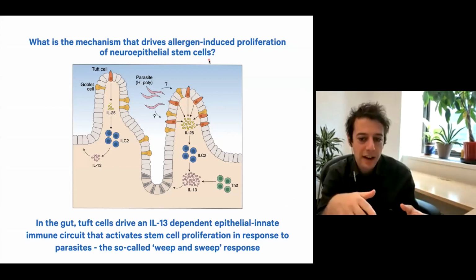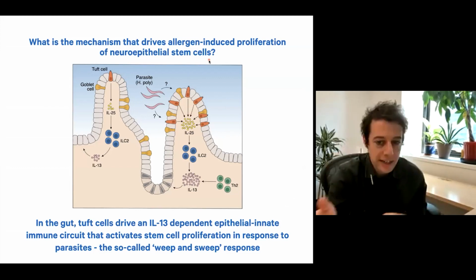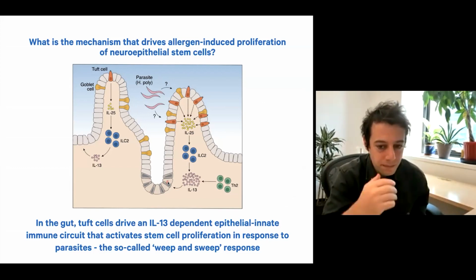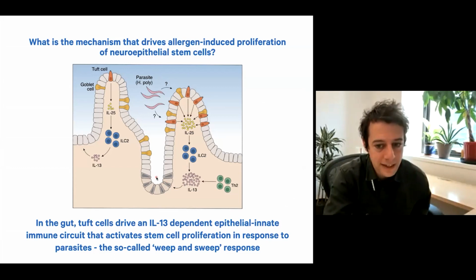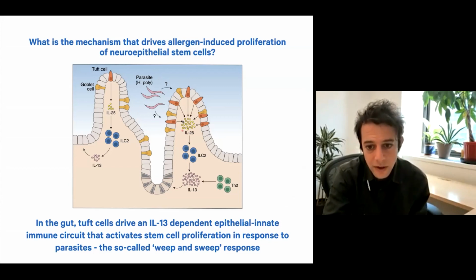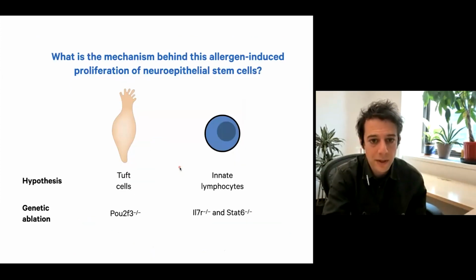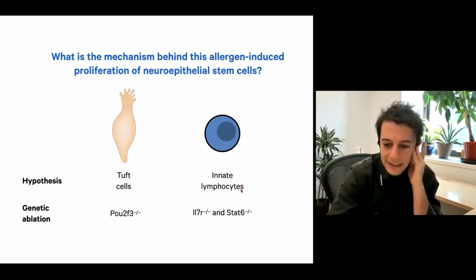So then we wanted to see, okay, we already know about one mechanism by which allergens, or in this case, type 2 stimuli, so the worm, can trigger stem cell proliferation as part of a tissue response. This was what I talked about before in the gut, where tuft cells can trigger this response. So we wanted to know, are we seeing an analogous response in the nose where tuft cells trigger stem cell proliferation in a manner that's mediated by ILC2s and IL-13? And is it similar to the so-called weep and sweep? So we had these two potential cellular players, tuft cells and innate lymphocytes.